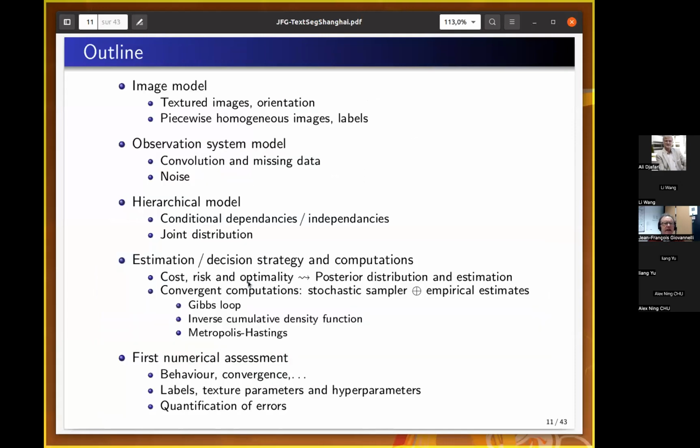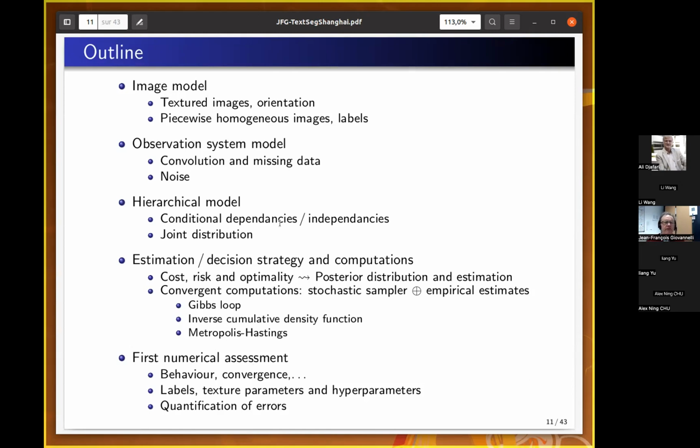Okay, now I have my outline. I will present models for the image, for the texture, and for the labels. And then I will give details about the observation system. And then I will mention a hierarchical model that allows for modelization of dependencies and independencies of variables. Then I will give the joint distribution for the data and the unknown parameters. And then I shortly introduce the idea of optimal estimation, and I will concentrate on computations. And it will rely on stochastic sampling and empirical estimates from the output of the stochastic sampler. And then I will give a first numerical assessment.